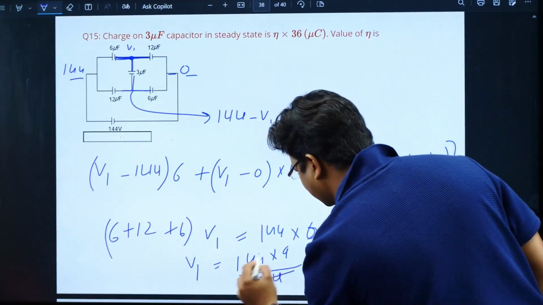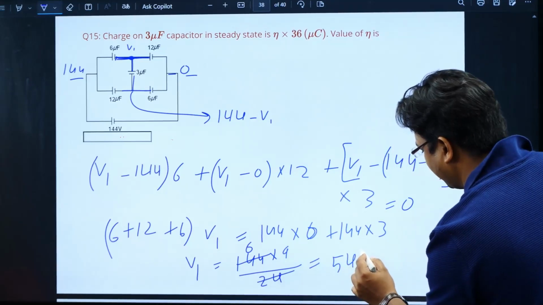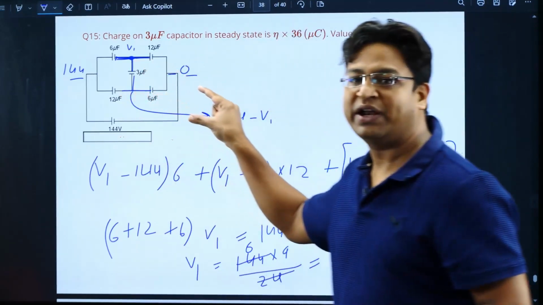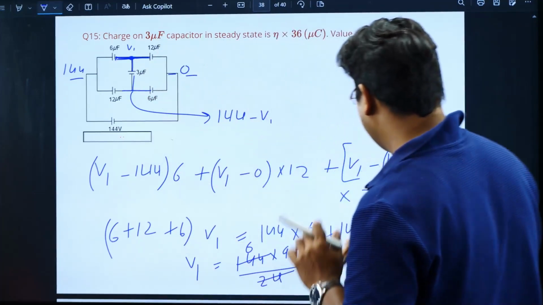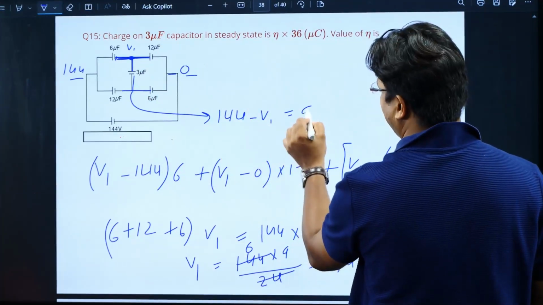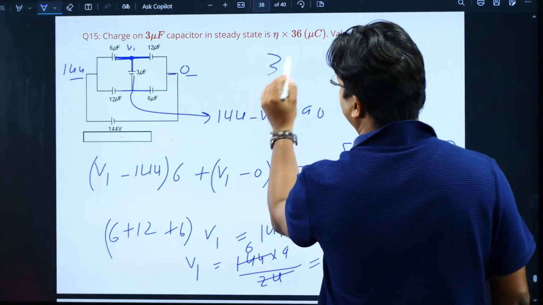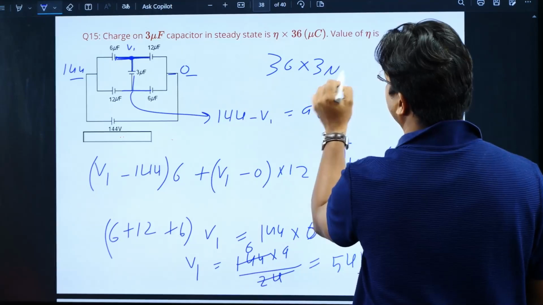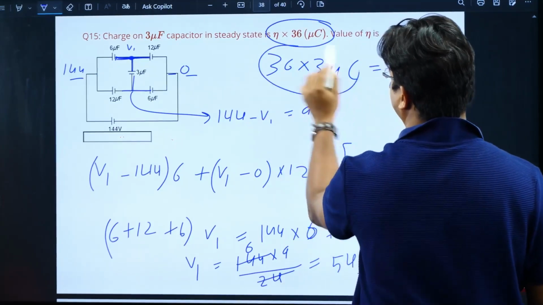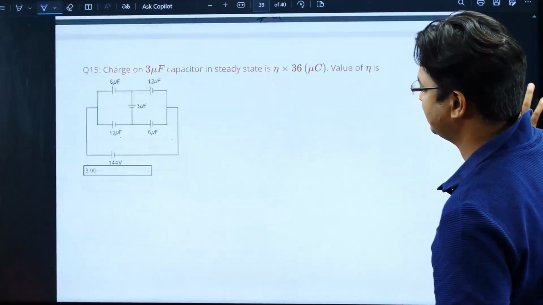So I think this is 6 times, and 6, this is 54. So 54 volt is the potential. So across the 3 microfarad capacitor, the potential difference would be 54 minus, so 144 minus 54 is 90. So 54 minus 90 is 36. So 36 into 3 is the charge. So if I compare this with this, I get the value of eta as 3. So 3 would be the right answer to this question.